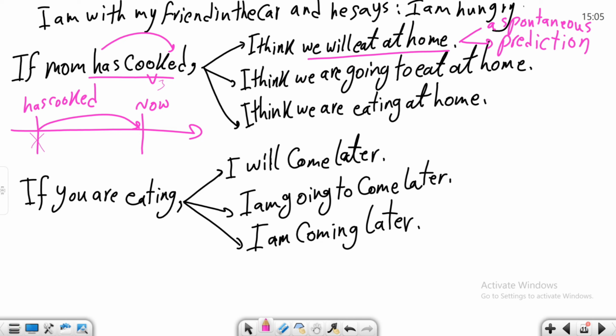The second example, I think we are going to eat at home. I'm giving a reason here, my mother's food is amazing. I want you to try my mother's food. So I'm giving a reason why we are going to eat. The third one here is, I think we are eating at home. This is my personal decision.